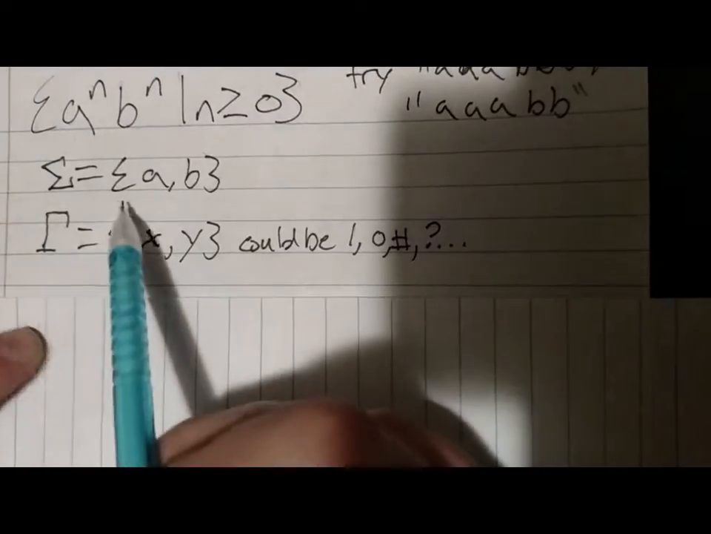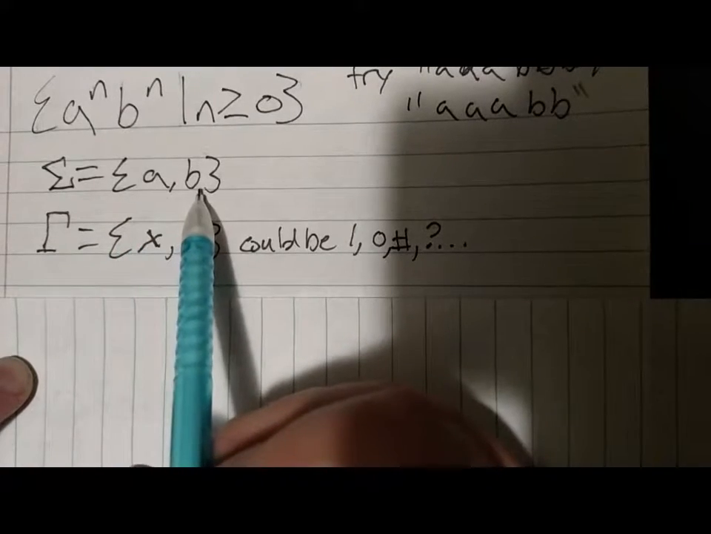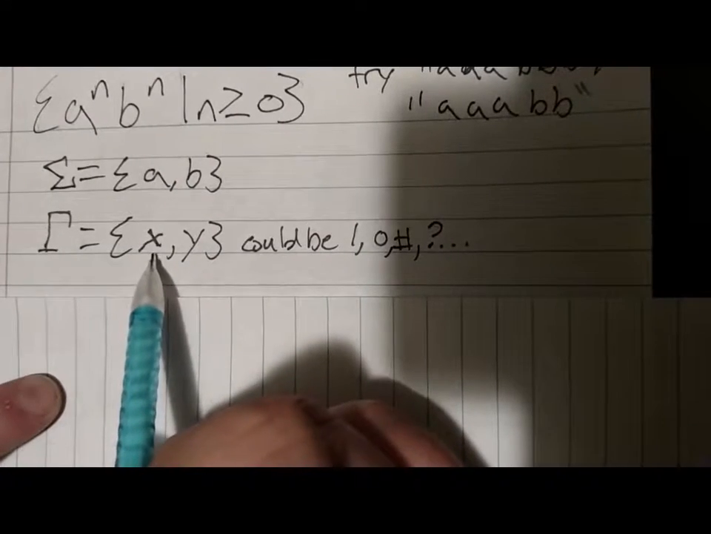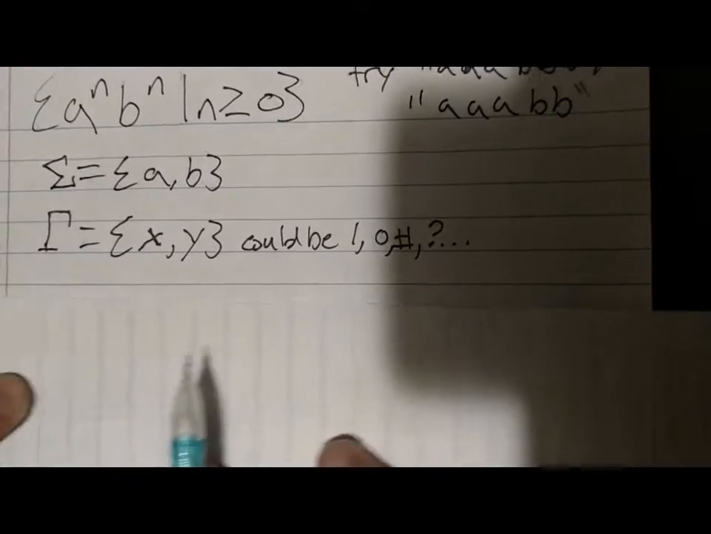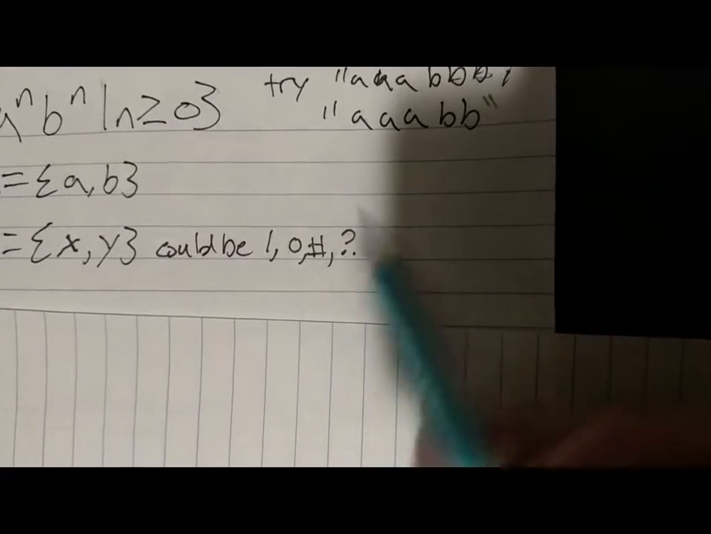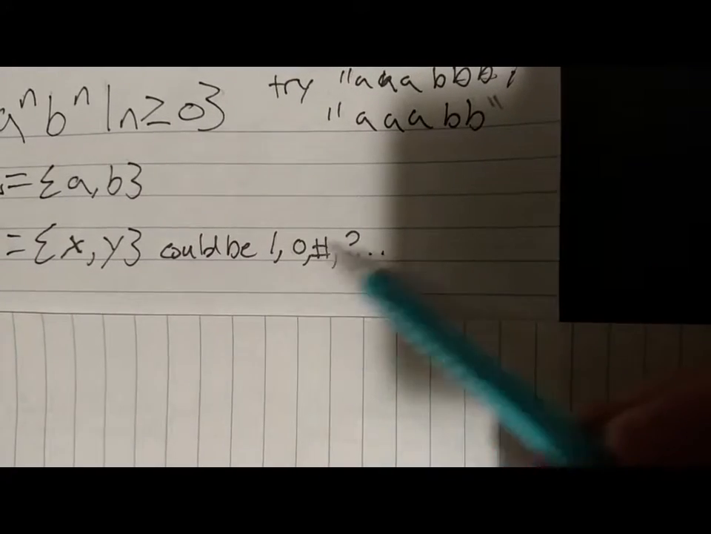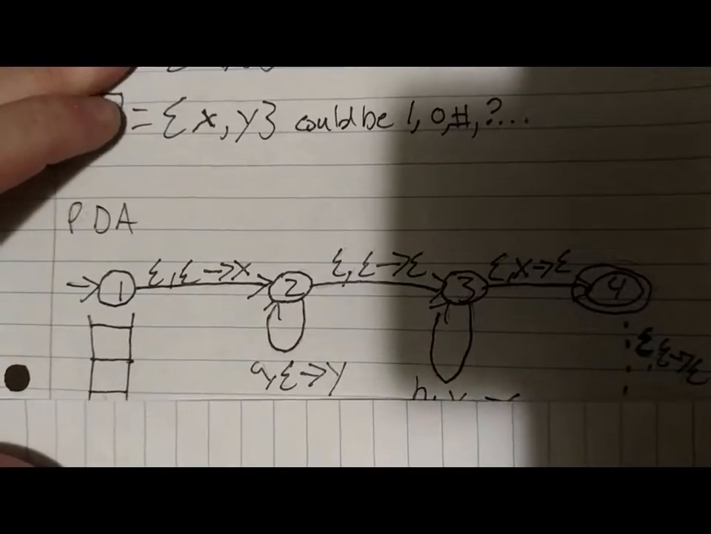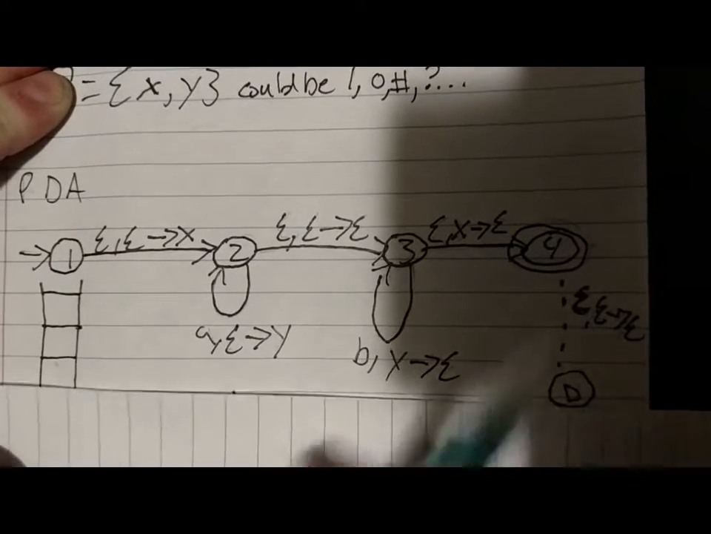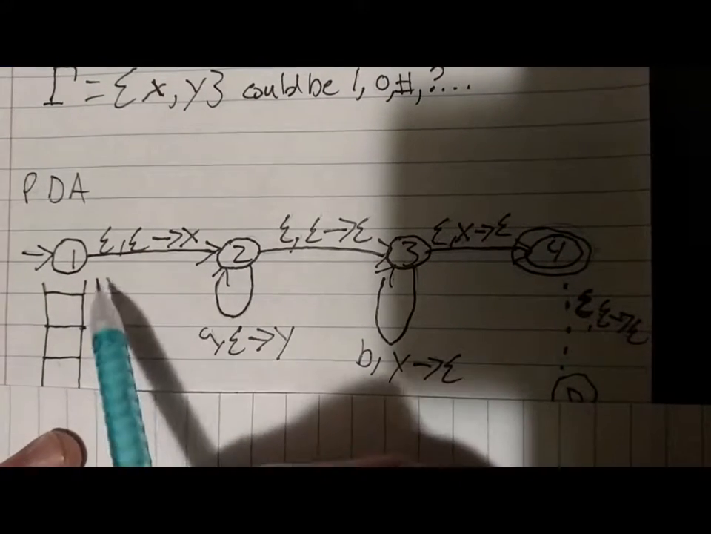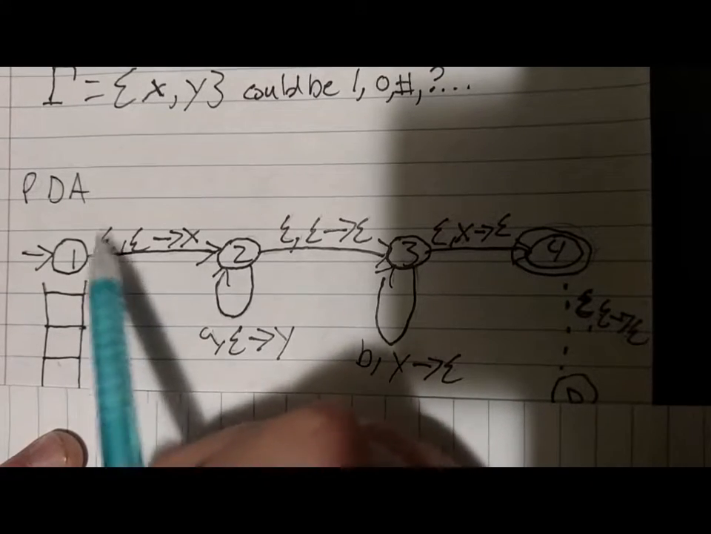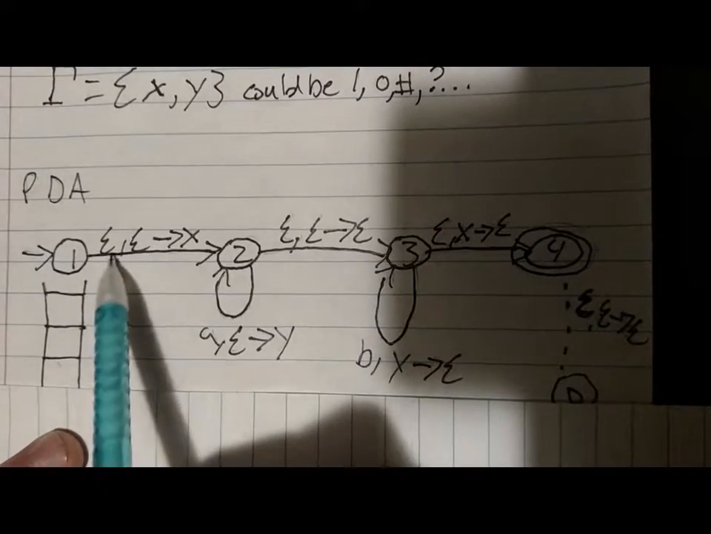Our input string language is A and B. Our gamma, or our stack language, is going to be X and Y. You could have 1, 0, hashtag, $, whatever you wanted to put. Special symbols basically is all you want, but I'm going to use just X and Y. The PDA, I'll go over really quick. Center this really quickly. We're going to have a start state at 1. Our epsilon for our input, so our input doesn't matter.